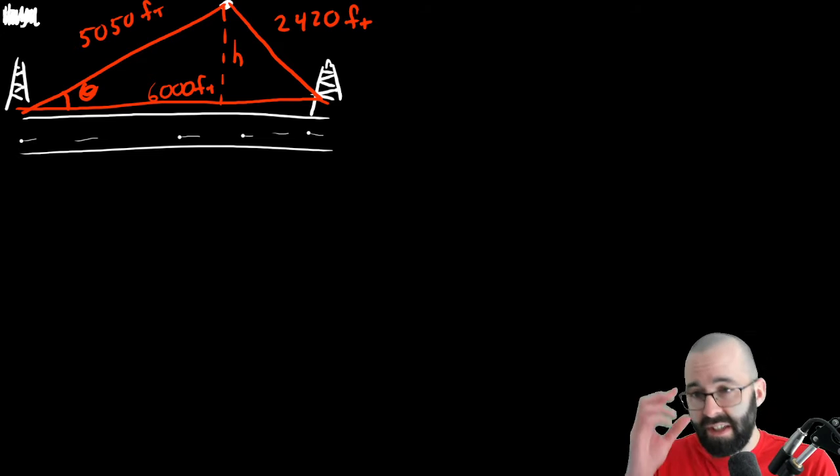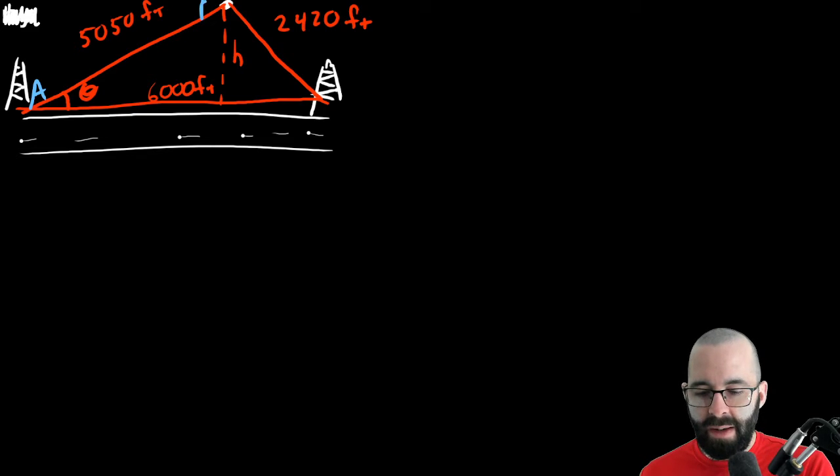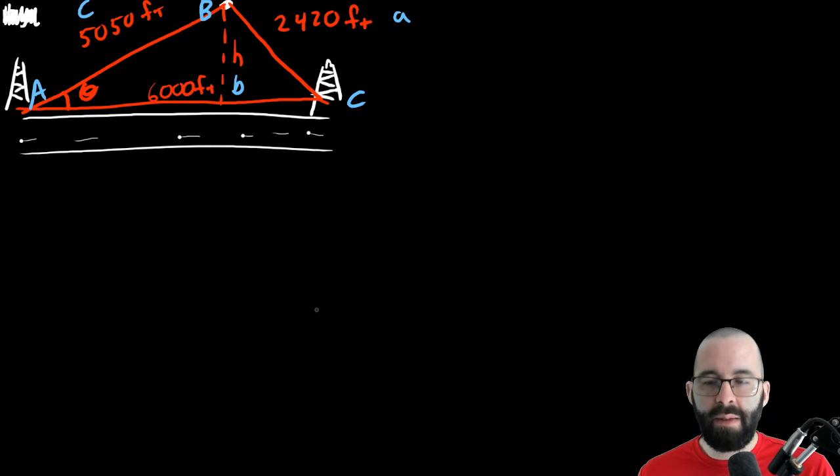Okay, so how do we find theta? We're going to use the law of cosines. Now, the law of cosines has a bunch of A's and B's and C's. So you don't have to, but it can be a good idea to just label these. It doesn't matter what you label them, but it can be helpful. So then this is going to be A, this is going to be B, and this is going to be C. And that tells you what law of cosines to use.